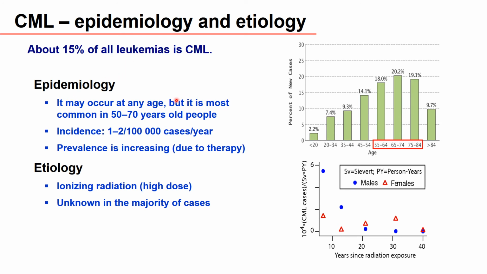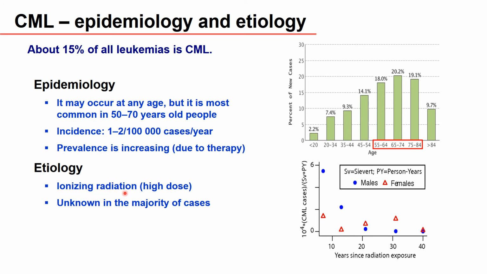It may occur at any age, but is most common between 50 and 70 years of age. The incidence is not too high, 1 to 2 cases per 100,000, and the prevalence is increasing due to the therapy, because now we have a very good therapy, kinase inhibitors, so relatively more people will survive, and this is why the prevalence increases.